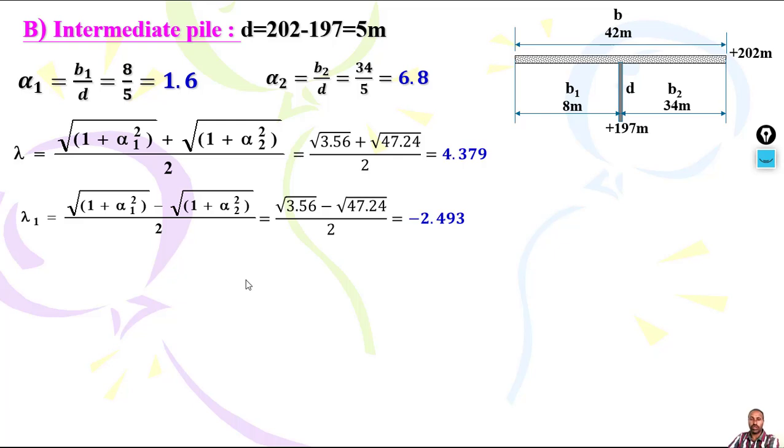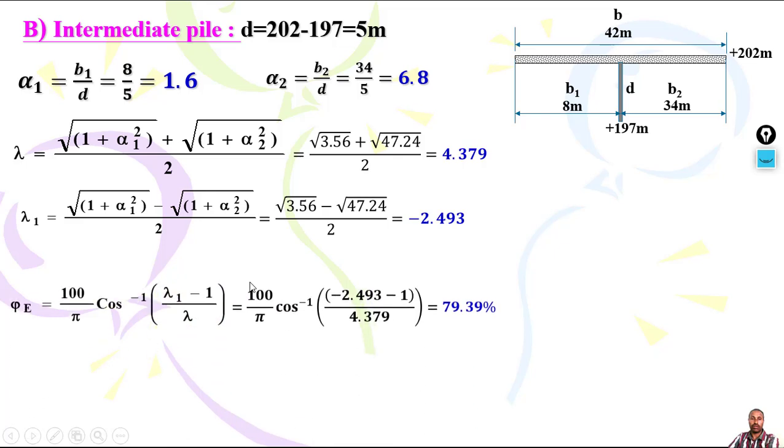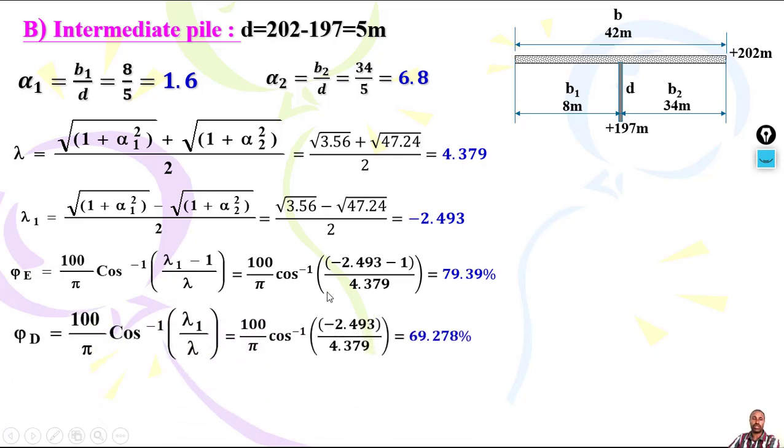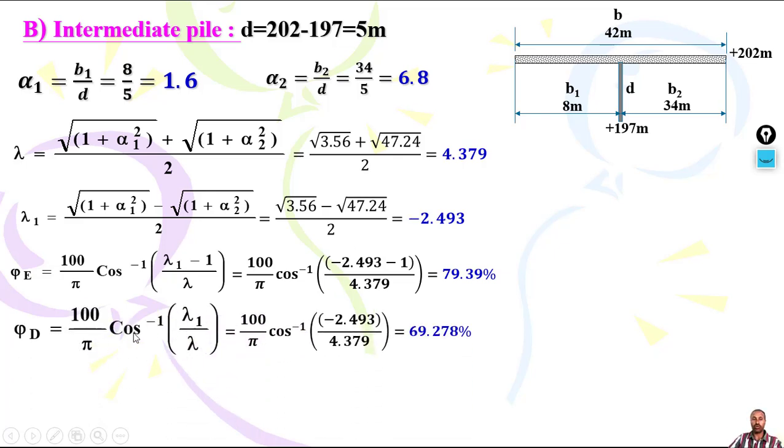Okay, so let's go to the next step, the empirical equation. So this is the empirical equation, phi E. You have to use 100 over pi times cos inverse of lambda 1 minus 1 over lambda. So you get this result. This is phi E, which is the uncorrected pressure. Be careful on this one: your calculator should be adjusted into radian measure. So phi D is 100 over pi times cos inverse of lambda 1 over lambda.